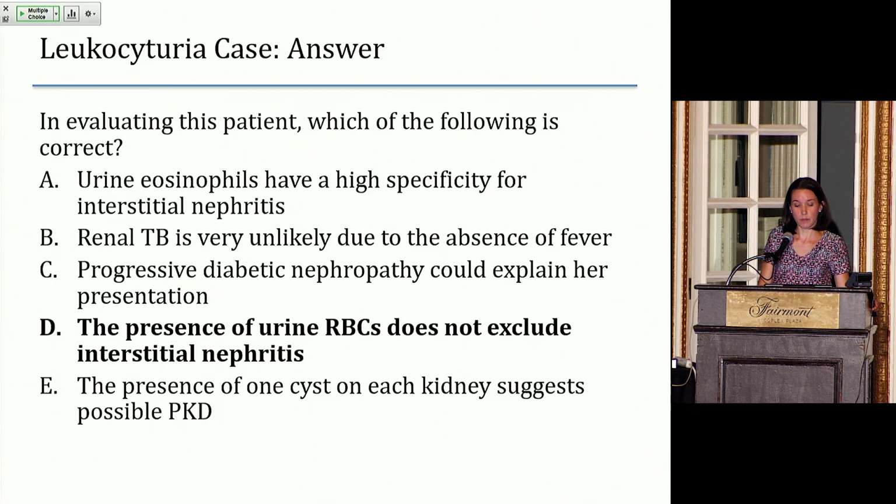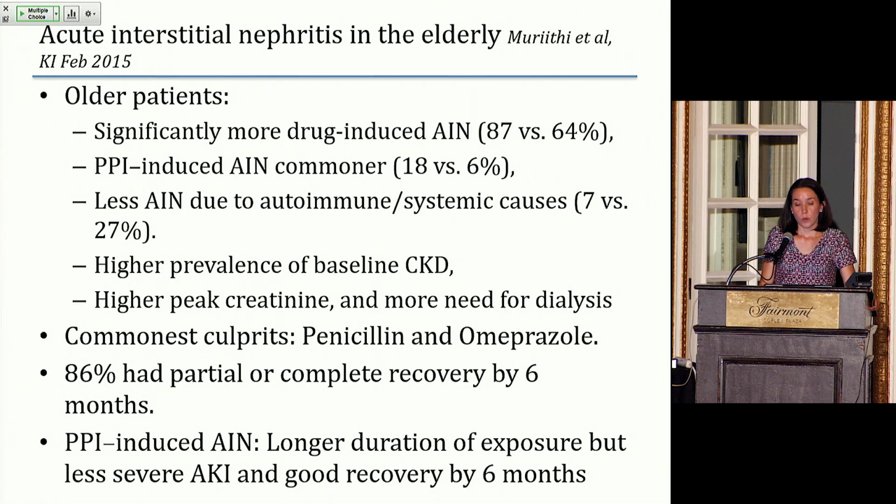So for this particular case, we'll talk about the urinary eosinophils in a minute. As most of you are aware, obviously, renal TB does not necessarily present with fever and with the typical symptoms of tuberculosis that we see. This is unlikely to be diabetic nephropathy because her creatinine is rising a lot faster than one would expect for her degree of albuminuria, and at her age, she's allowed to have a couple of cysts, so not necessarily diagnostic of PKD. So we would be concerned about interstitial nephritis in this particular case.